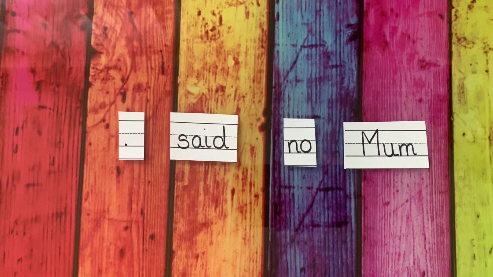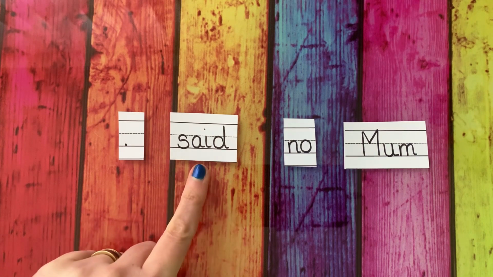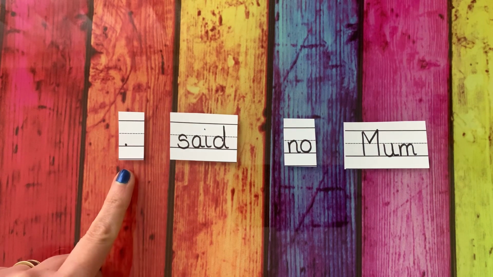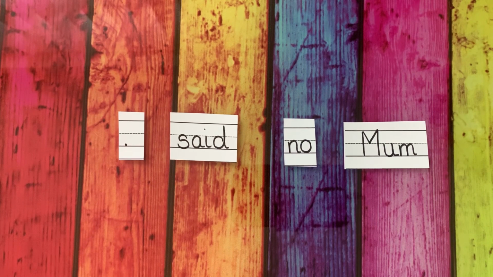And as if by magic, our sentence has been cut out. So can you find the word that says said? Where is it? Can you point to it? Have a look, find it. Okay, here it is. Well done. Can you find the word that says mum? Where is it? Have a really good look. Here it is. Well done. And can you find the full stop? Where is that? Well done. Now, what was our sentence again? That was it. Mum said no.